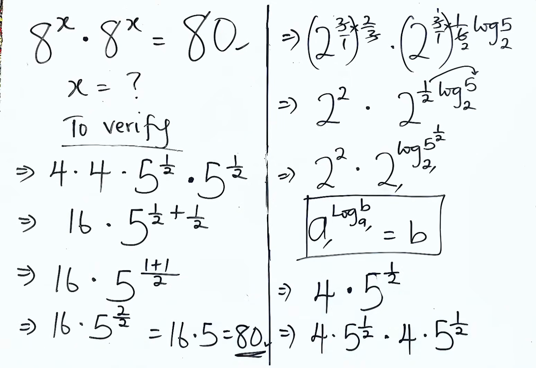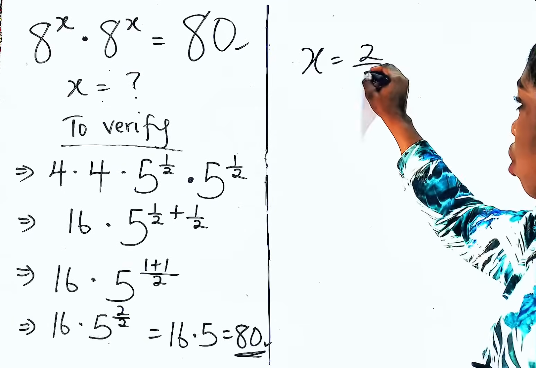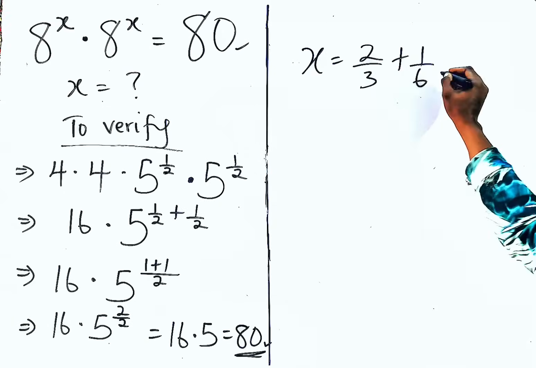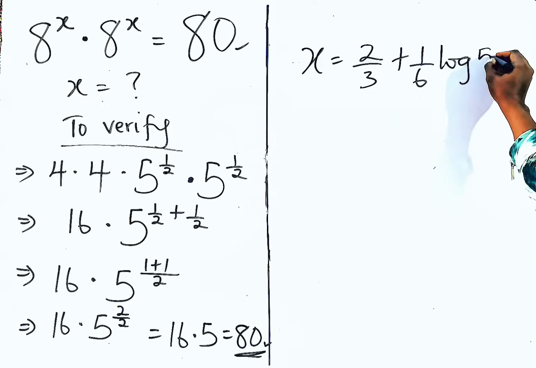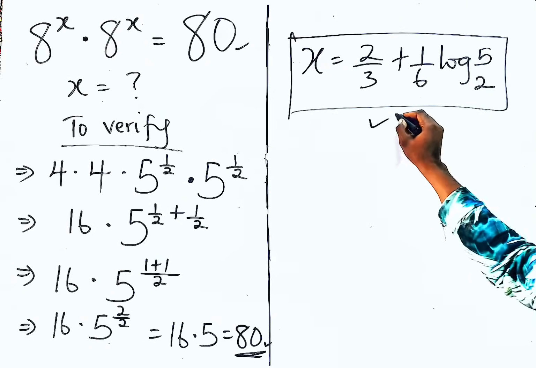So it means in conclusion that x as 2/3 plus 1/6 log of 5 base 2 is absolutely correct.